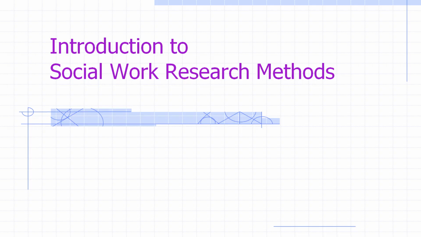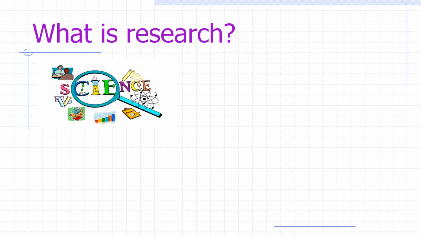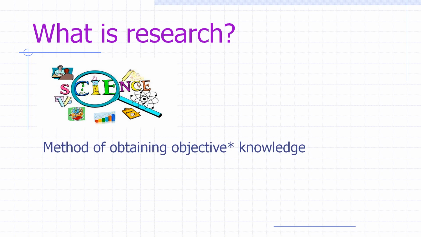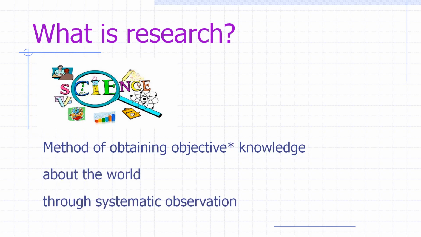So before we actually get into social work research, which I know is a little misleading since it's right there in the title, let's take one step back and look at what research is in general. When I say the word research, these are probably some images that pop up, but by way of definition, research is a method of obtaining objective knowledge about the world through systematic observation.